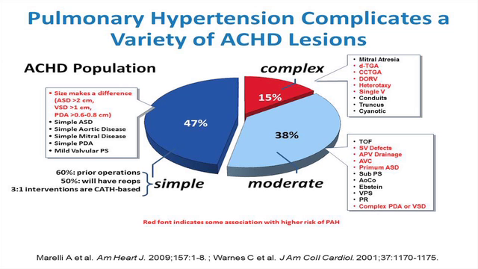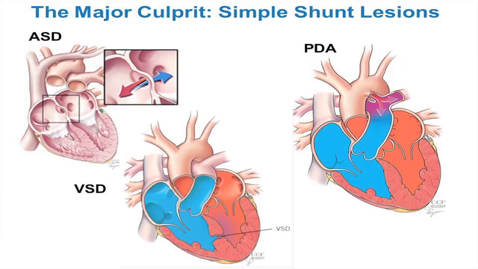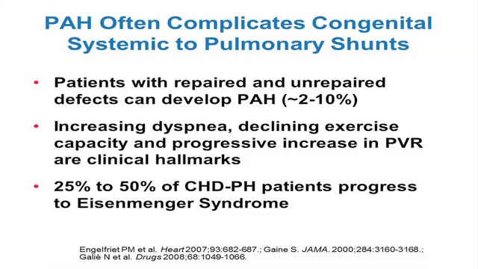Now, this is the major culprit. It'll make up most of what you see in the congenital realm in terms of pulmonary hypertension. Those are the atrial septal defects, the ventricular septal defects, and patent ductus arteriosus. Now, patients both repaired and unrepaired can develop pulmonary arterial hypertension. The incidence is thought to be somewhere around 2 to 10%. There's increasing dyspnea, declining exercise capacity, progressive increases in pulmonary vascular resistance. These are all hallmarks that this disorder may be present. If pulmonary hypertension develops in the context of congenital heart disease with an unrepaired lesion, about a quarter to a half of those can progress to Eisenmenger syndrome.